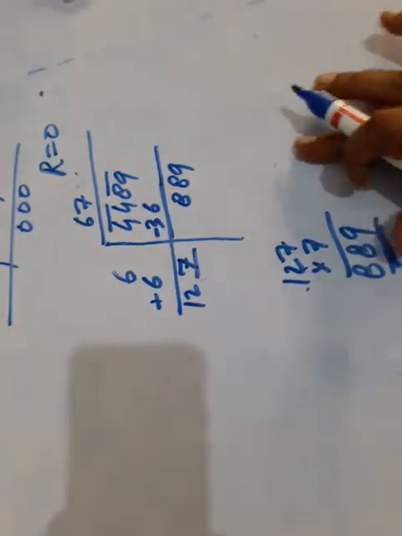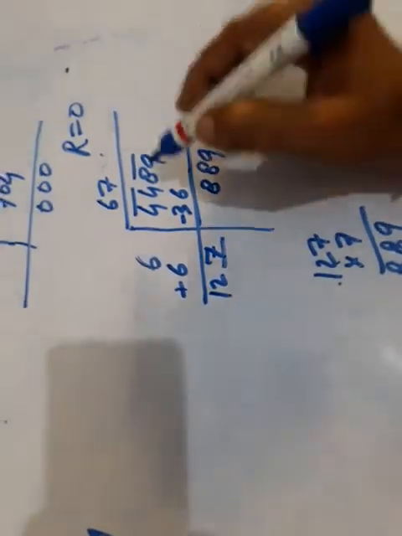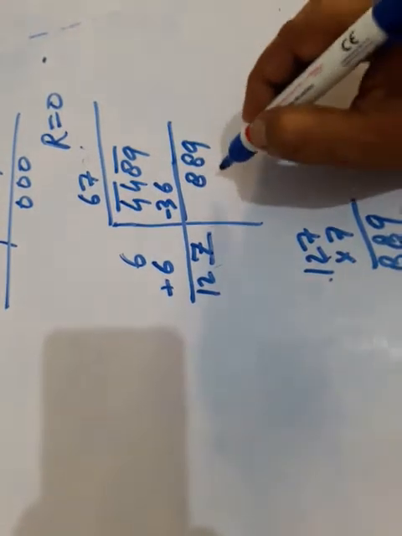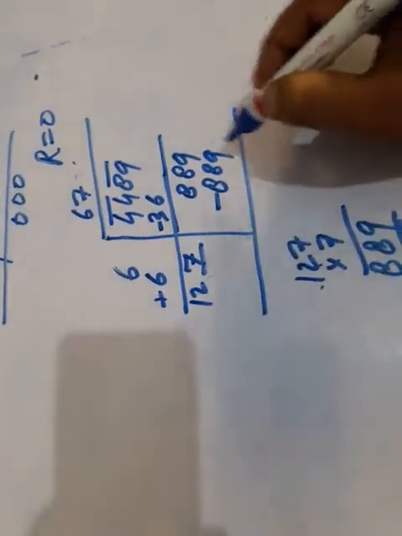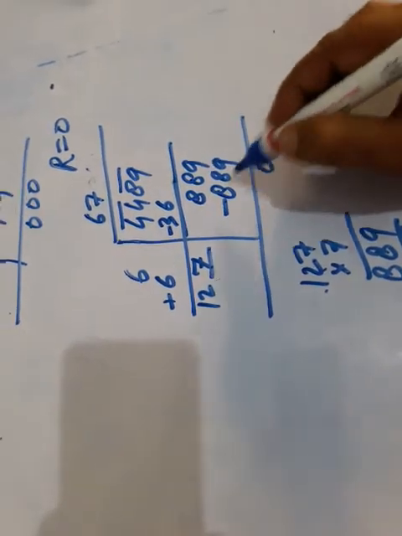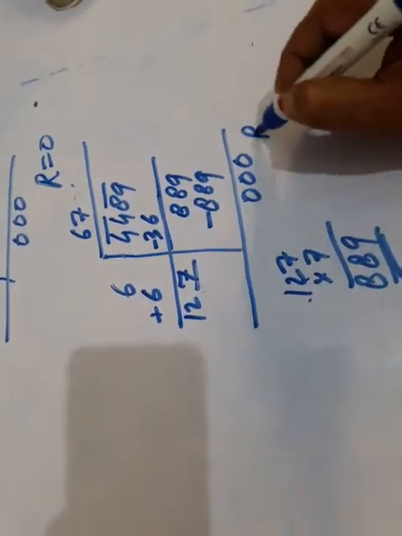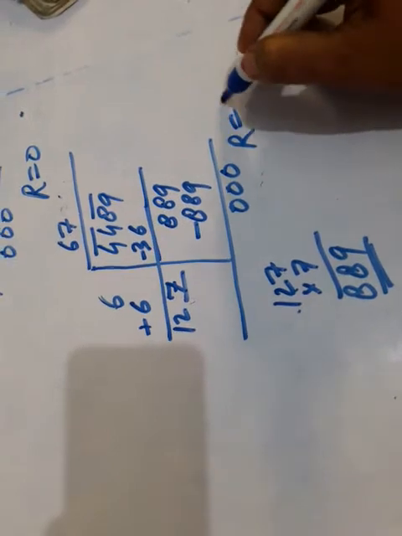889 is the exact number that is needed. That is now, so 127 times 7 is 889. Subtract it. Now here 9 minus 9 equal to 0, 8 minus 8 equal to 0, and 8 minus 8 equal to, what do you see? We see that here the remainder is 0.